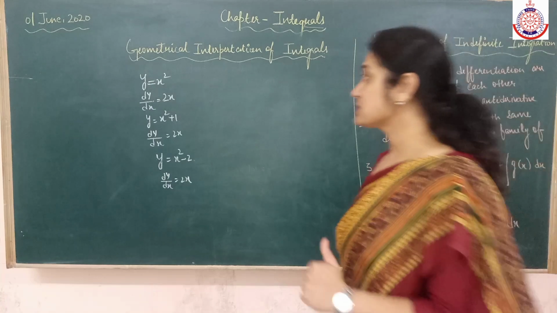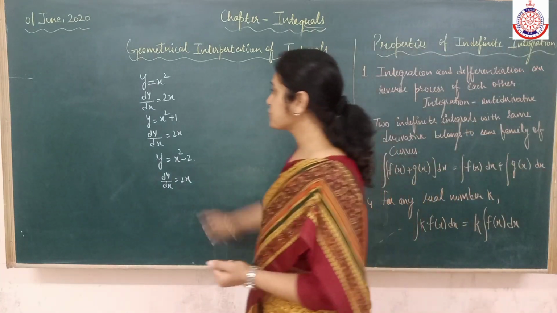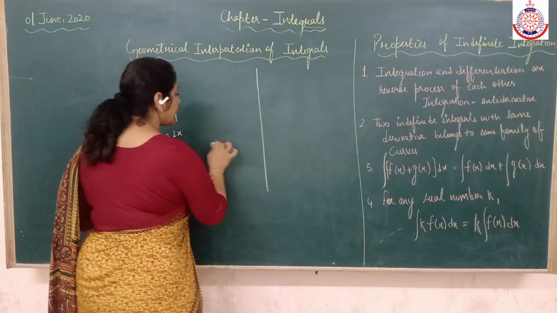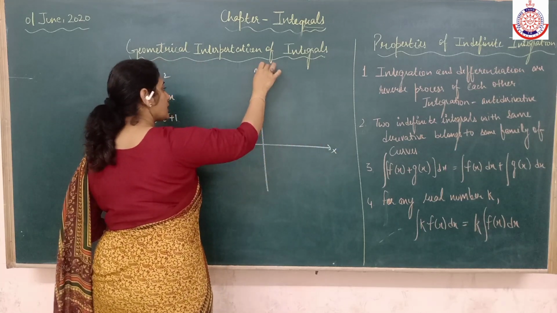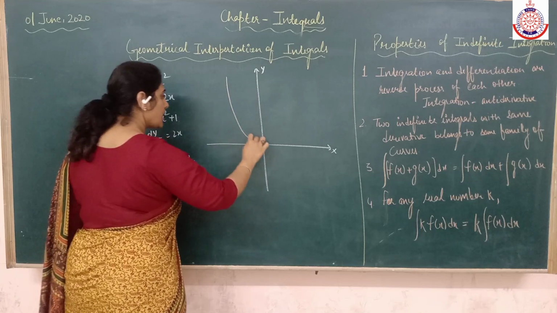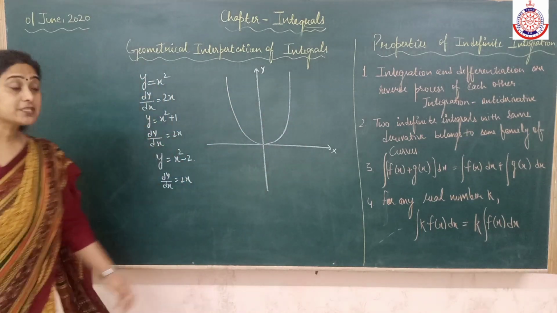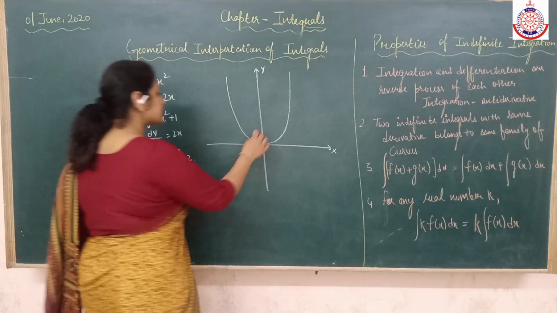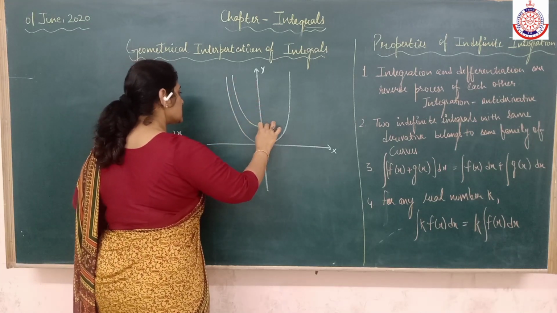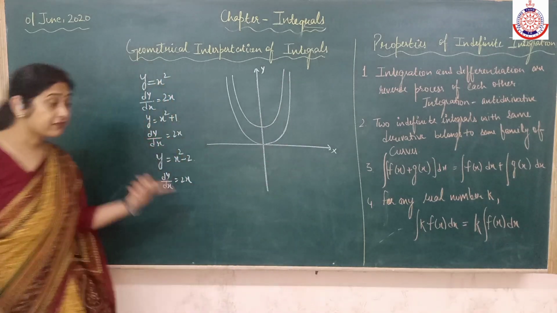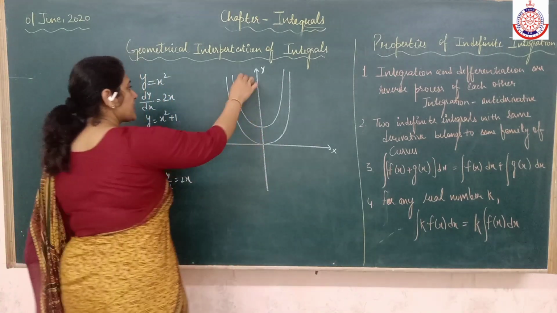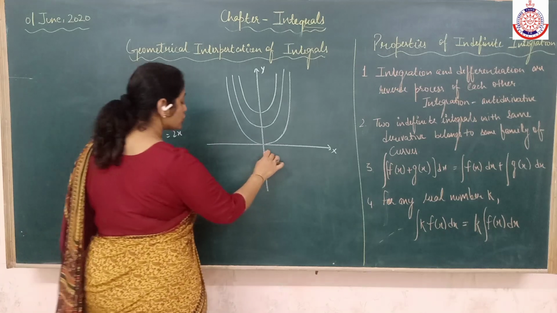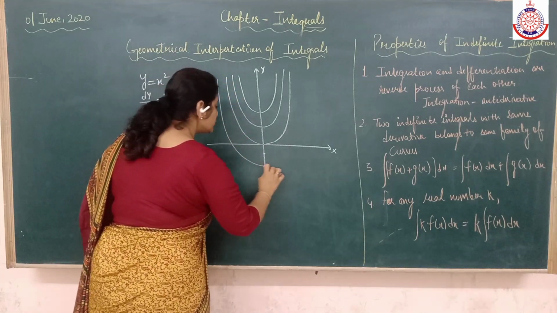Now, because we are doing geometrical interpretation of it, if I talk about the function y is equal to x square, we all know, we have done in our class 11th also, it represents a parabola touching the origin. If I talk about y is equal to x square plus 1, again it will represent a parabola, which is 1 unit above the x-axis. On the y-axis it is 1 unit above. If I take the other curve, x square minus 2, it has gone 2 units below.